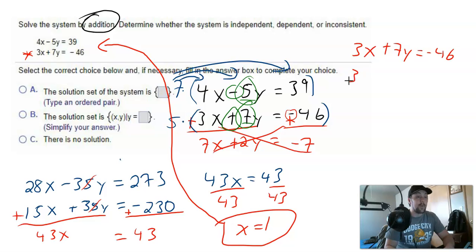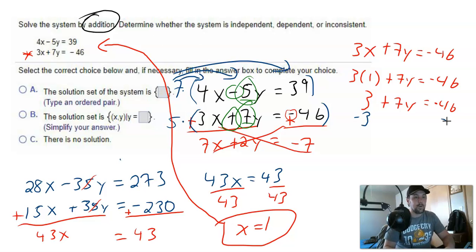I'm going to plug in 1 for x, and then I'm going to solve for y. So I'll get 3 plus 7y equals negative 46. I will subtract the 3, so it's going to be some work here. Subtract the 3 to the other side. I get 7y equals negative 49.